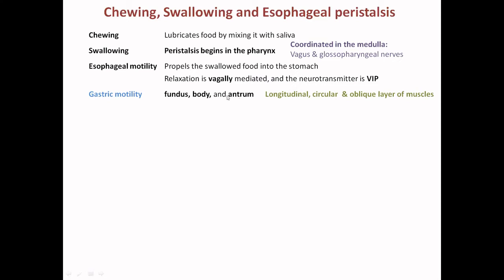So in the structure of the GI tract, the gut wall, we have seen there are two types of muscles. One is the circular muscle, another is the longitudinal muscle. But in the case of the stomach, there is an additional layer of muscle, the oblique layer.